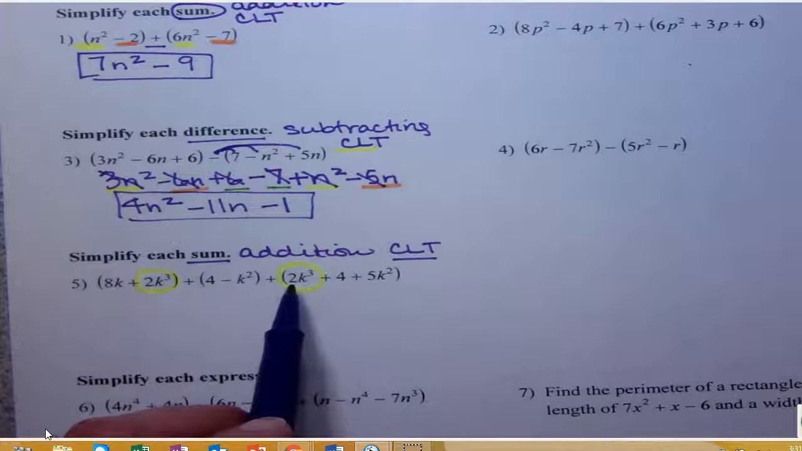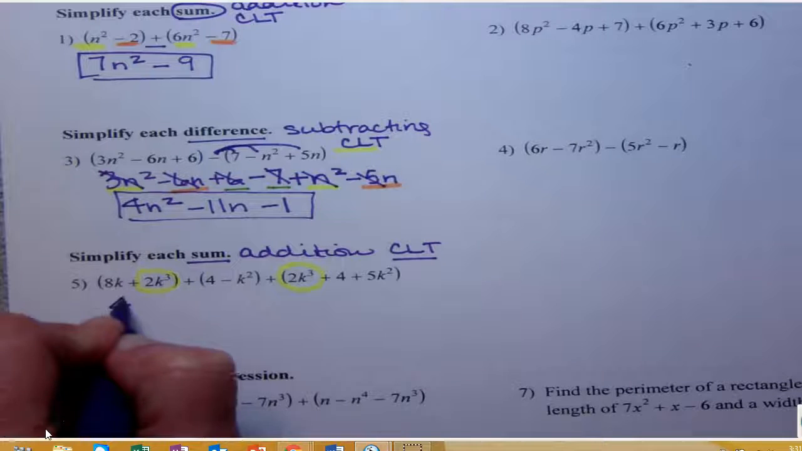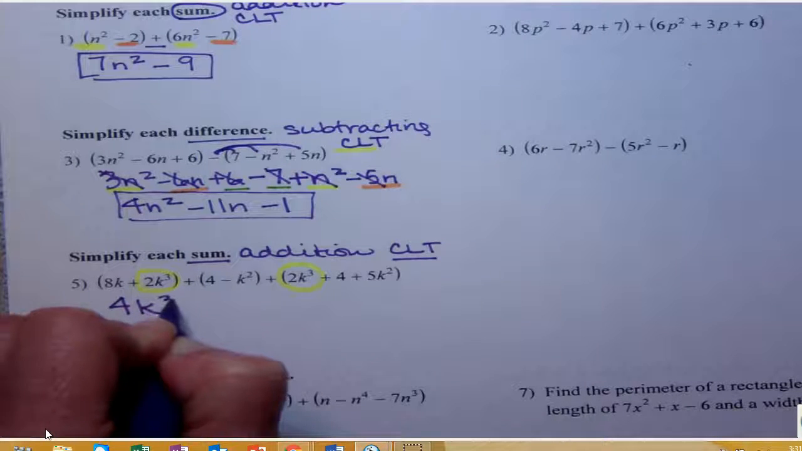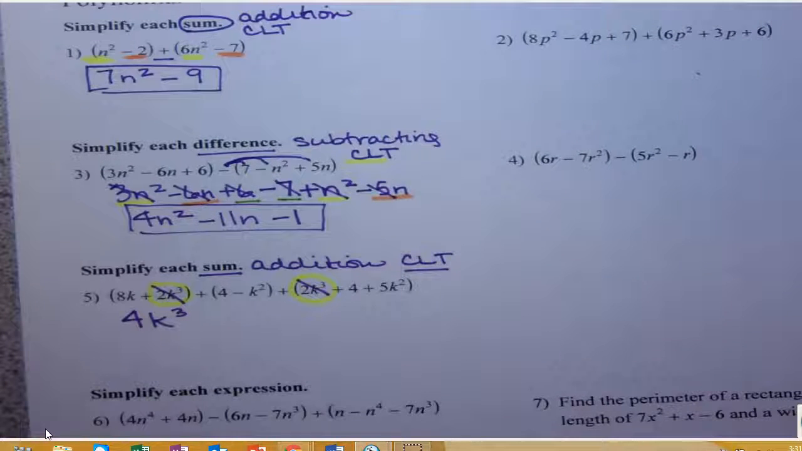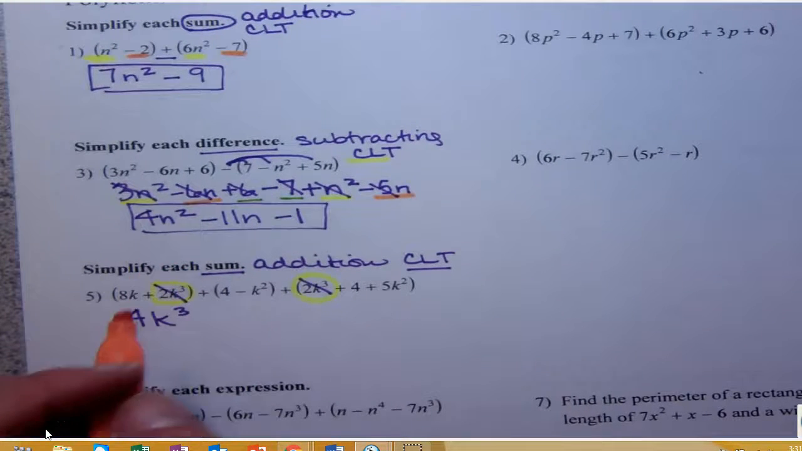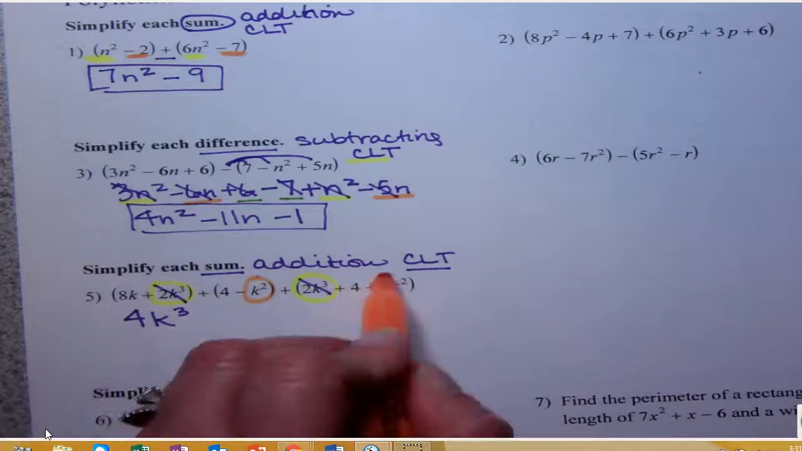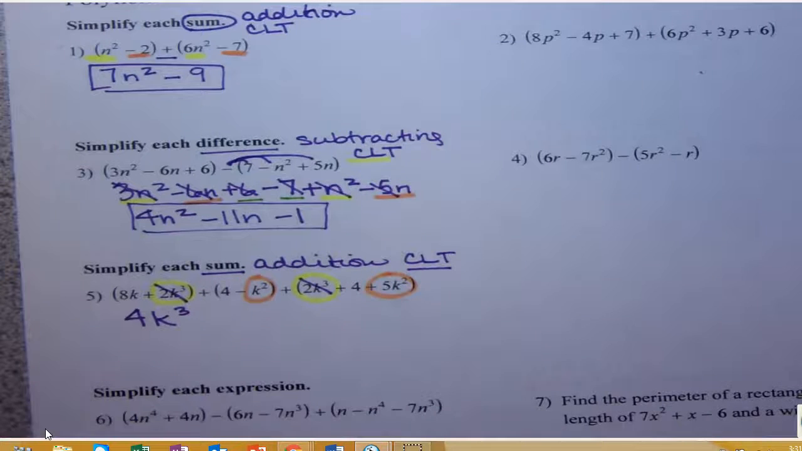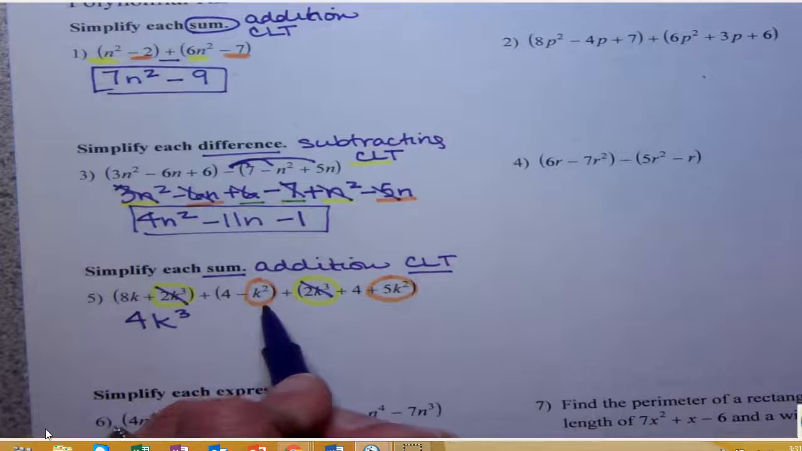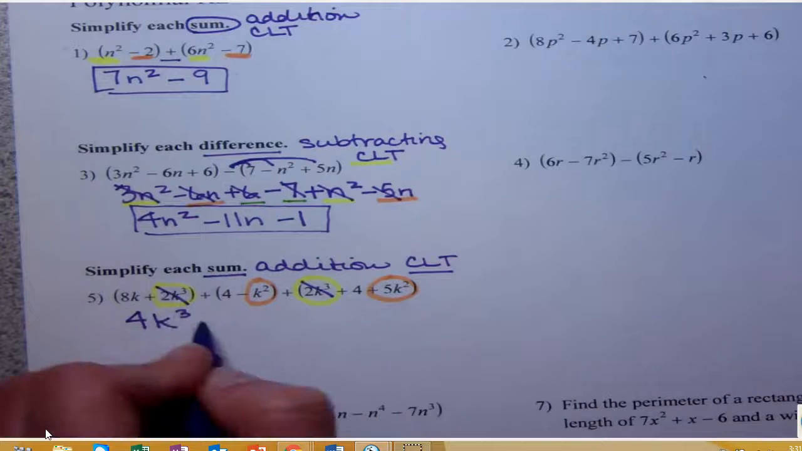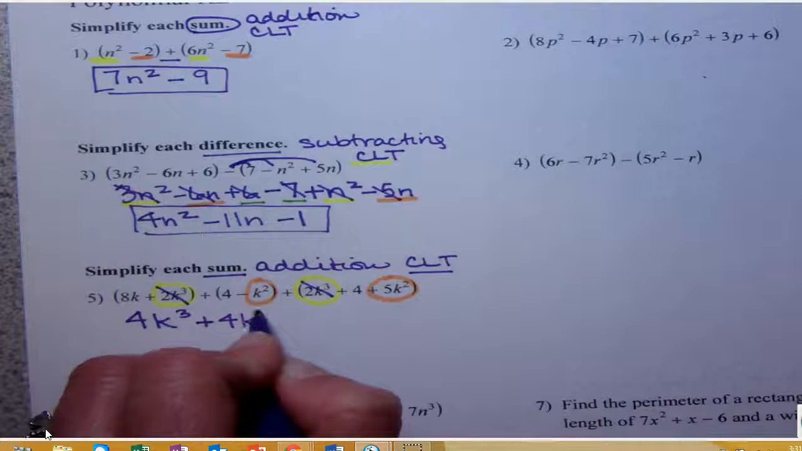2k to the third, or cubed, plus 2k cubed is going to give me 4k cubed. And I can go ahead and cross those out now. Then I'm going to look for all the k squareds. Right here and right here. When I combine those, negative k squared plus 5k squared is going to give me positive 4k squared.